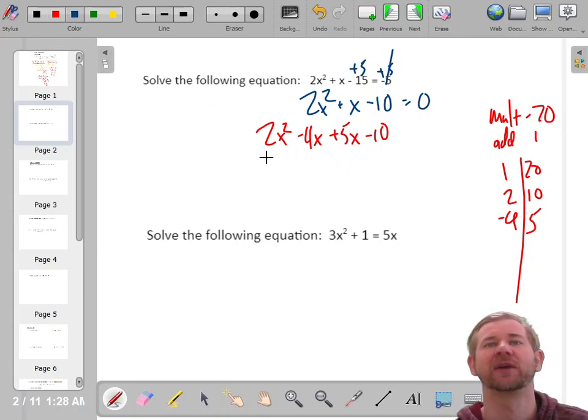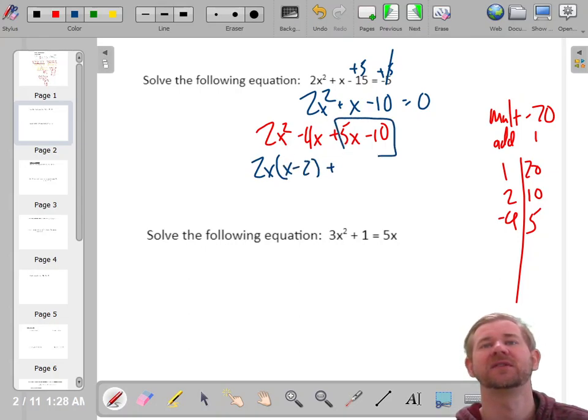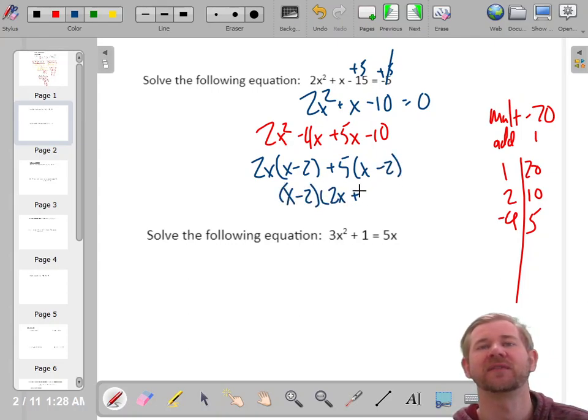And now we're factoring by grouping. So you find the GCF of each half. The GCF of the first two is 2x. Bring down the plus sign. The GCF of the second two is 5. Hey, x minus 2 is shared. 2x plus 5 is the other one.